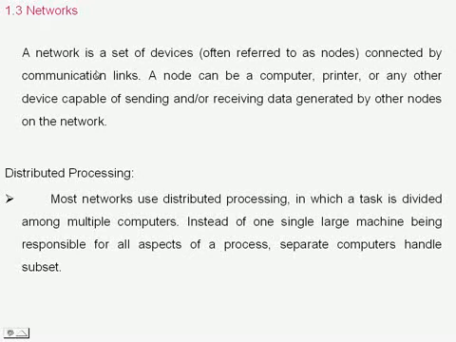Often referred to as nodes, that is computer systems, connected by communication links. A node can be a computer, printer, or any other device capable of sending or receiving data generated by other nodes on the network. Distributed processing. Most networks use distributed processing, in which a task is divided among multiple computers. Instead of one single large machine being responsible for all aspects of a process, separate computers can handle a subset.